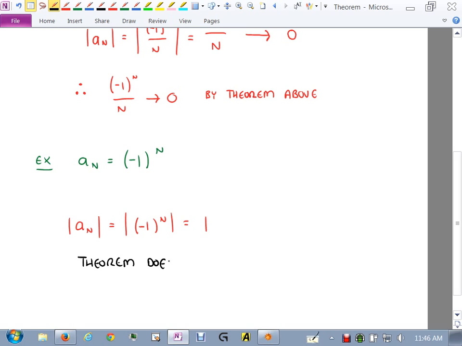It would be divergent. The reason it's divergent is because this sequence oscillates back and forth between 1 and negative 1. We knew that. We already had done this example, right? But I'm just showing you how you have to be careful and not use that theorem incorrectly. Okay, more stuff.